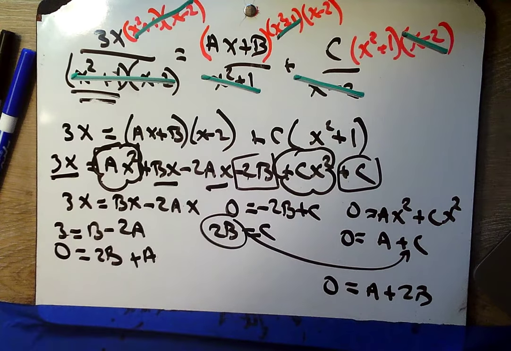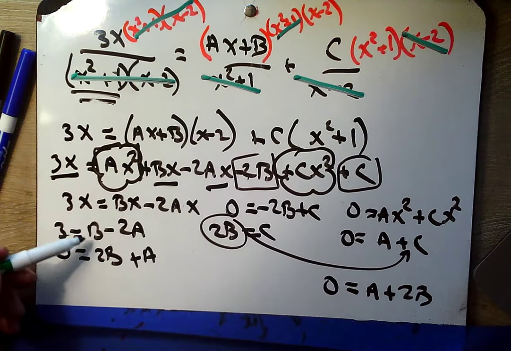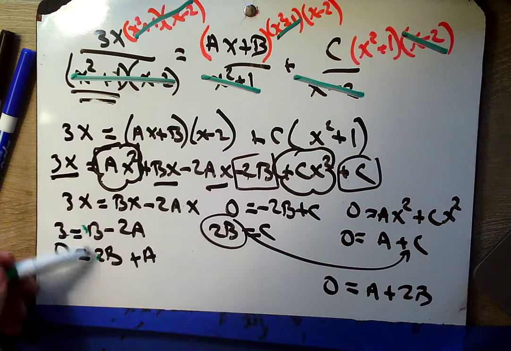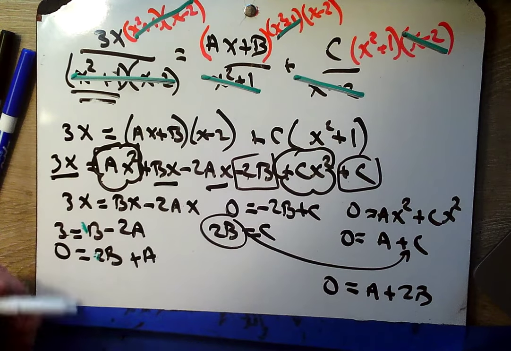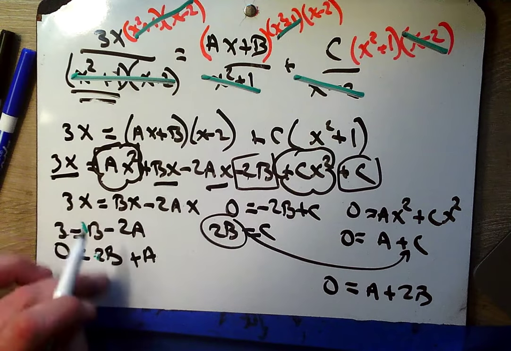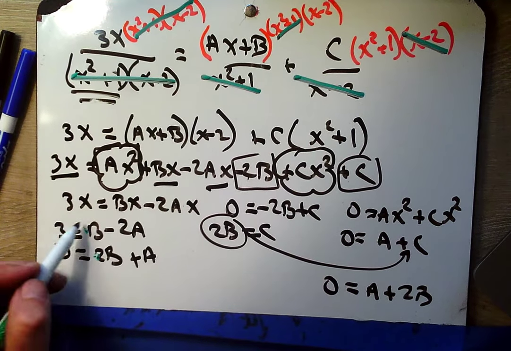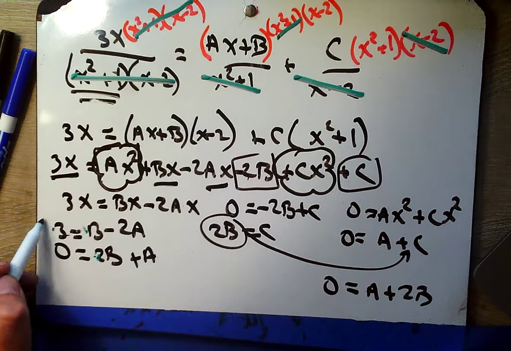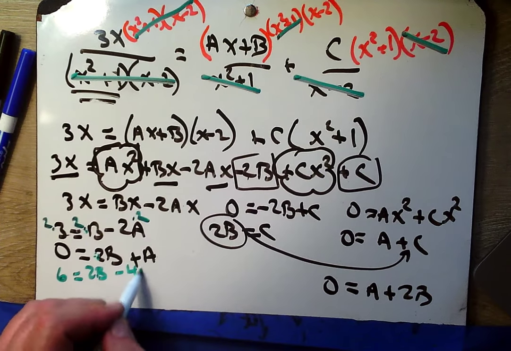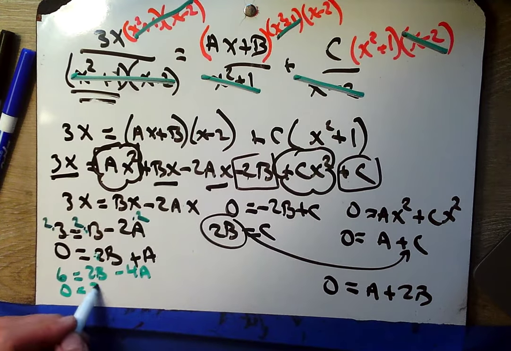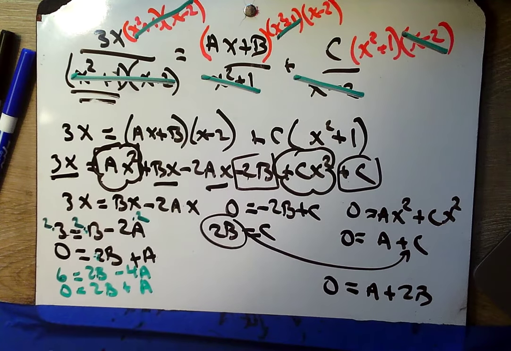Okay, so now I'm going to use elimination. And remember, when we use elimination, we want the coefficients either to be the same or opposites. It doesn't matter whether these are the same or opposite, or these are the same or opposite. I think I'm going to go with these being the same. So that means I need to multiply by 2, and by 2. So I'm going to have 6 equals 2b minus 4a over 0 equals 2b plus a.